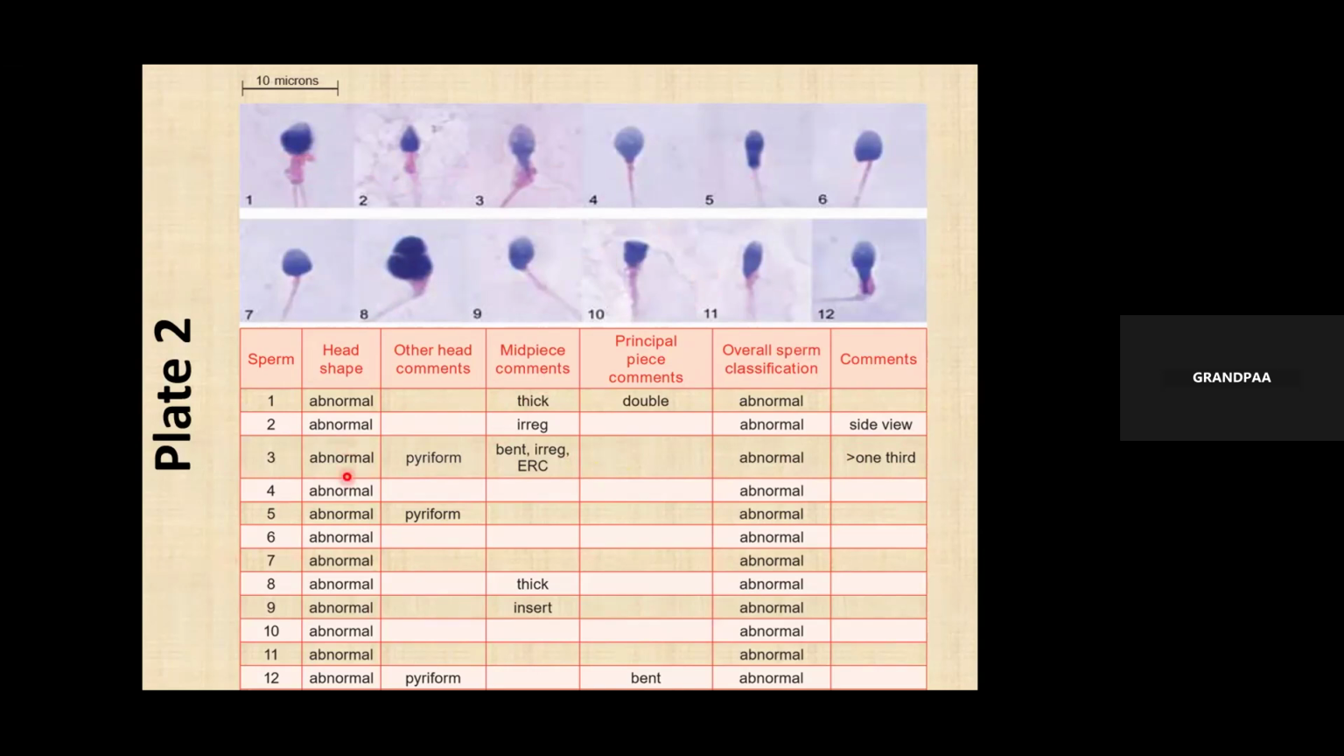Because here, for example, they only say that this is abnormal. But what kind of abnormality? You yourself will look at this one and say that this is an amorphous head. But here they only say that it's abnormal. So what is the abnormality? You yourself will be able to notice the kind of abnormality that you are looking at. Okay. All right. And there are a lot of them.